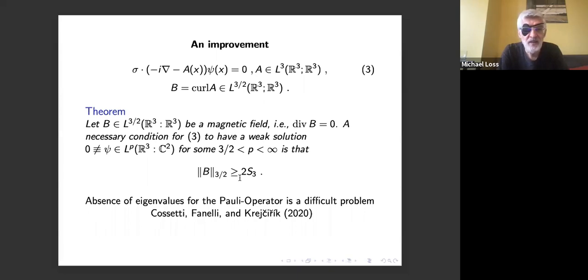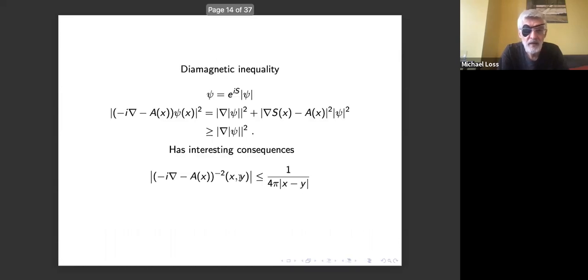And the deal here is that you need a new kind of diamagnetic inequality, right? So the old one, Kato's, is actually quite an elementary observation, right? You write your psi as the modulus of psi times the phase. You work out what this gradient squared is. I mean, this left-hand side, and you see it's obvious, right? But still, it's a powerful inequality.